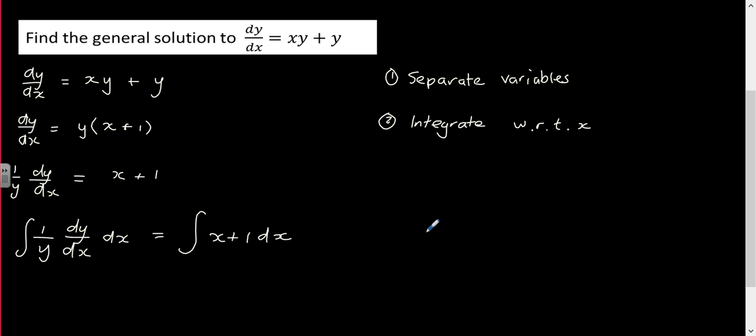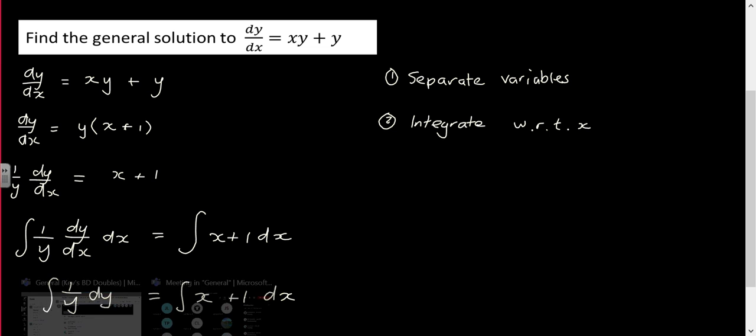Now, here is another instance of, if I haven't said this already, I have said this already, look at this dx on the bottom and this dx here, they cancel. And that's cancel in inverted commas. dy by dx behaves like a fraction, but it's not a fraction. All right, and I have said that numerous times. So when we integrate 1 over y dy by dx with respect to x, we're actually left with 1 over y dy equals the integral of x plus 1 dx.